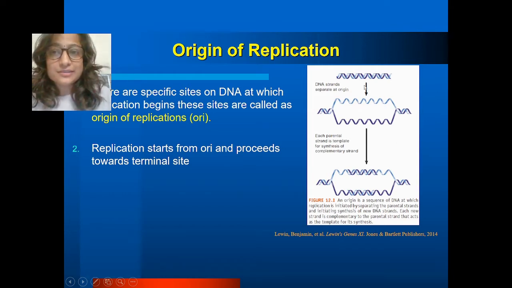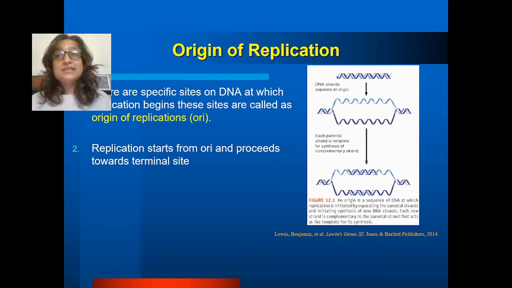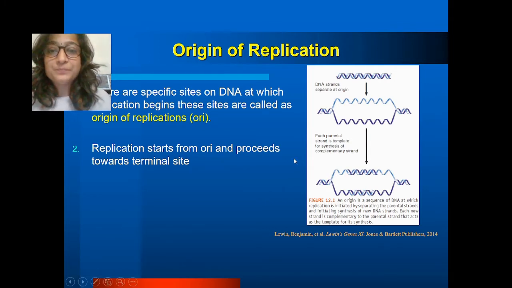figure, if you consider the origin of replication to be there, then obviously there will be a direction, whether the replication will move away or towards the ORI. So the answer is, replication always starts from ORI and proceeds towards the terminal site.